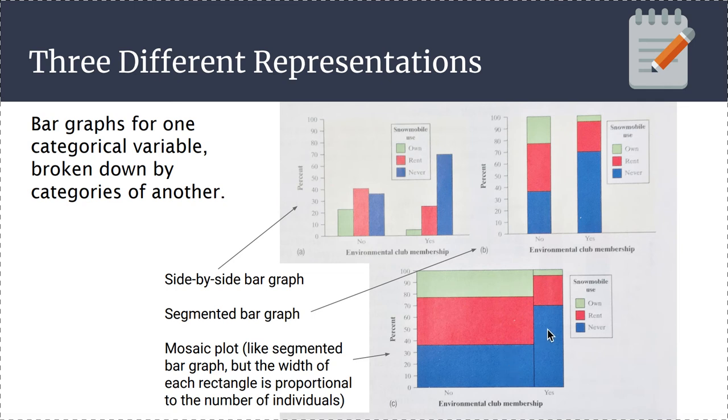And yet again, we could make our association claim here that it seems like there is an association between environmental club membership and not owning or never using a snowmobile. All right. So three to be on the lookout for and how we interpret those. Again, the width down here indicates that the number of people in the no category proportionally is much greater than the number of people in the yes category for environmental club membership of those sampled. All right.